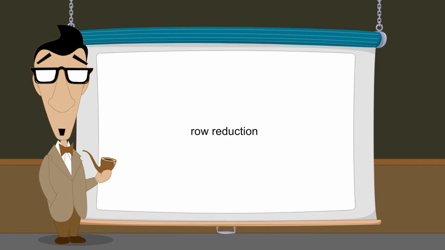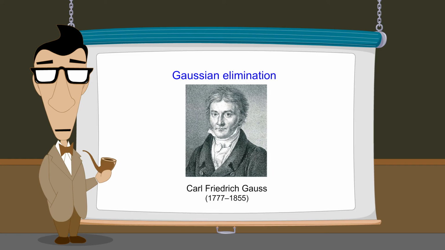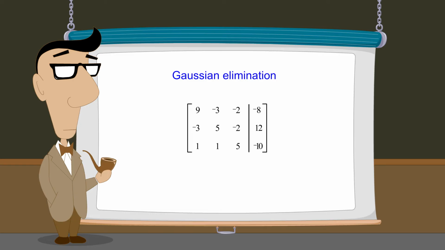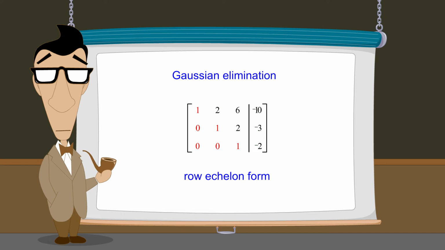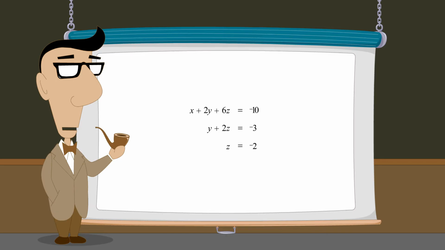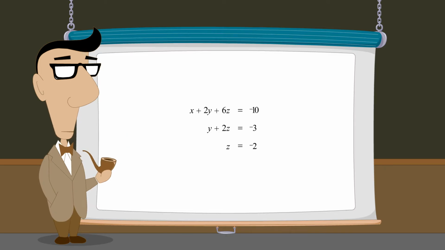In this lecture, we will introduce a process of row reduction called Gaussian Elimination, named in honor of the German mathematician Carl Friedrich Gauss. Using Gaussian elimination, the augmented matrix is reduced to row echelon form. This simplified form of the augmented matrix corresponds to a simpler system of equations with the same solutions as the original system. These simpler equations can then be easily solved using a substitution process, which we will see later in this lecture, called back substitution.